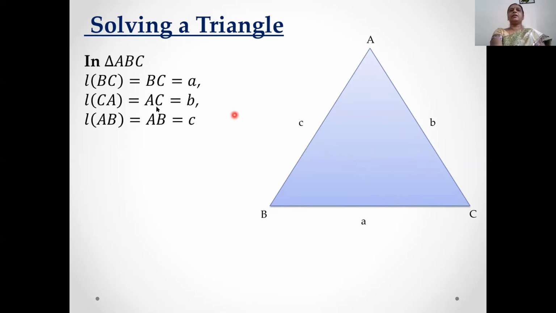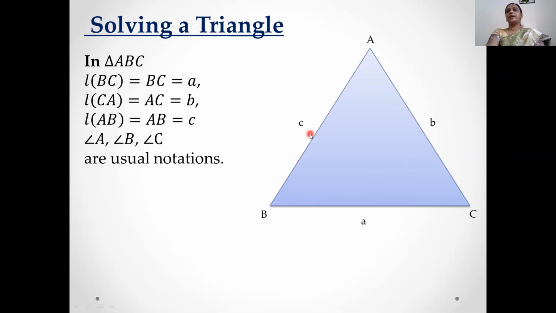Means in triangle ABC, length BC is equal to a, length of CA, that is AC, is equal to b, and length of AB is equal to c. Means here we are denoting the sides in front of angle A as side a, in front of angle B, side b, and in front of angle C, side c.